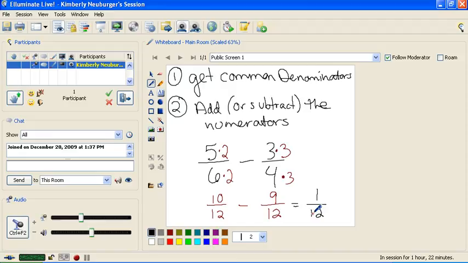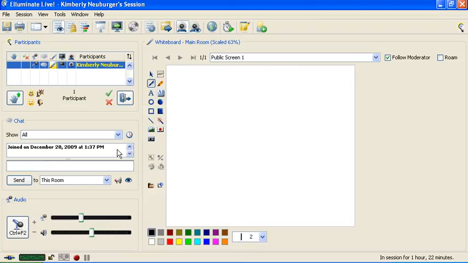Now, multiplying fractions is slightly different. We're going to do something different in multiplying fractions. Multiplying fractions is going to require us to do something that is similar to reducing fractions. So let's take a look at reducing a fraction, and then we'll take a look at how to multiply, because there's going to be a very similar process right at the beginning of our multiplication.